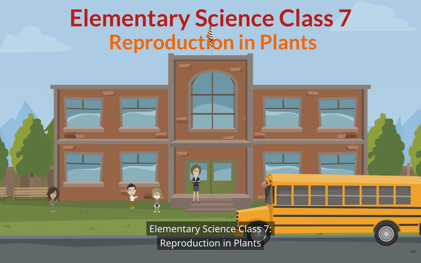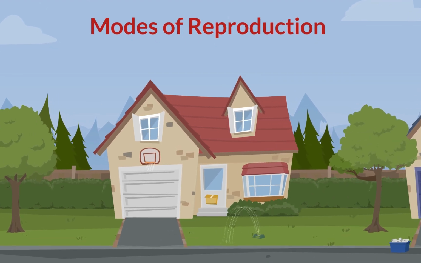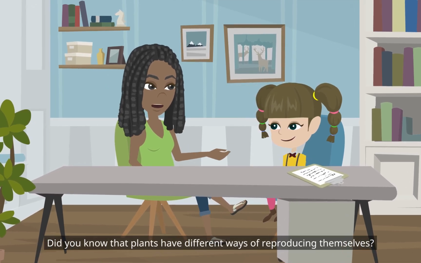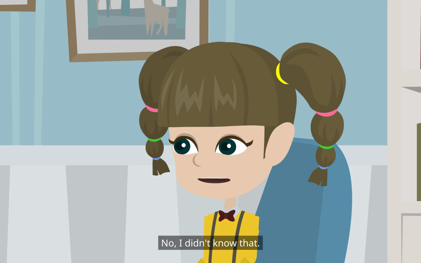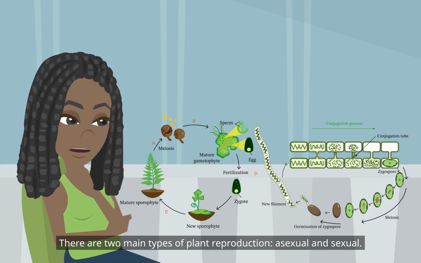Elementary Science Class 7. Reproduction in Plants. Modes of reproduction. Did you know that plants have different ways of reproducing themselves? No, I didn't know that. How do plants reproduce? There are two main types of plant reproduction, asexual and sexual.